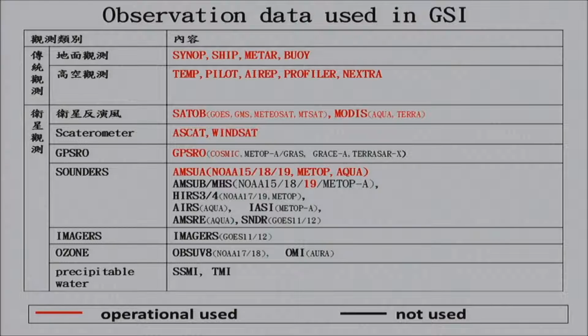This table shows the observation data used in GSI. There are two kinds of data. The first one is traditional data, including surface observations and soundings. Then there is satellite data, all kinds of satellite data. The red color means they are used operationally now.